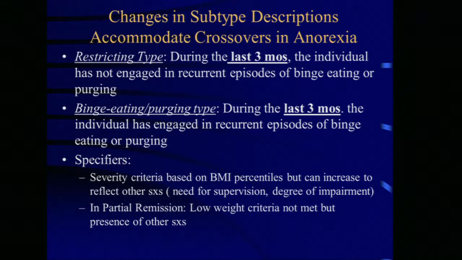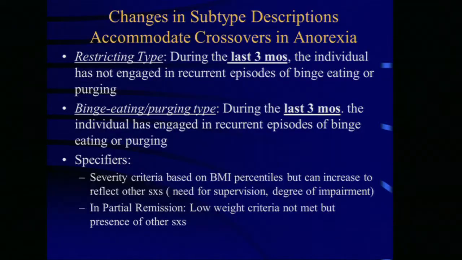Another change. If you've worked with eating disorders over time, you know that they don't stay in the same place. So it's not unusual for somebody with anorexia to cross over and become bulimic. It's not unusual for somebody with bulimia nervosa to cross over and become binge eating disorder. It doesn't remain in one category. So now what you do is look at the last 3 months. What are they doing during the last 3 months?